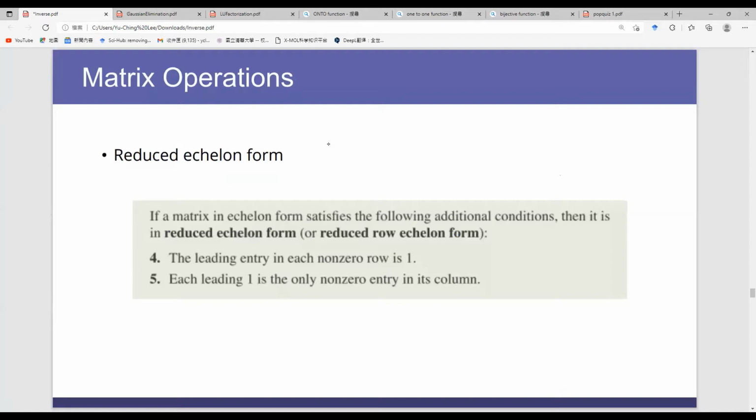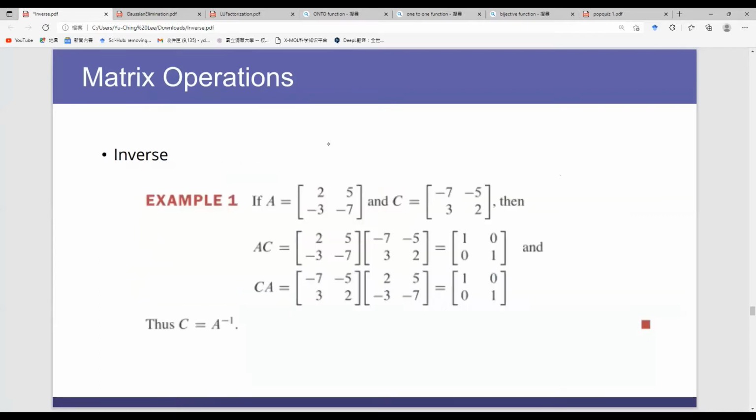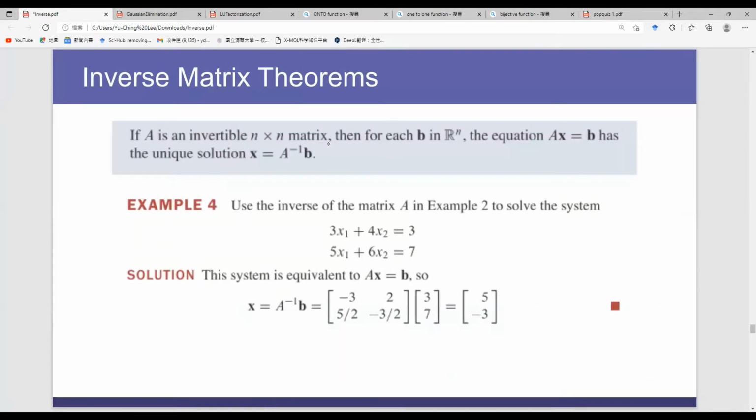Again, a reduced echelon form has a definition. The requirement for reduced echelon form is that the leading entry must be 1, and the leading entry is the only non-zero entry in its column, so everything above and everything below it must be zeros. So you use the forward row reduction first, and then backward row reduction next. Eventually, you will be able to reach a reduced echelon form. And then we have started the inverse matrix.